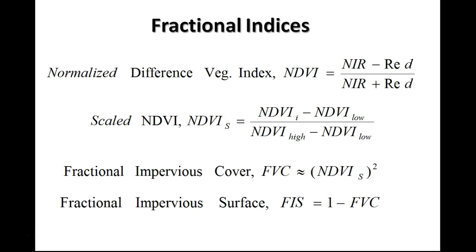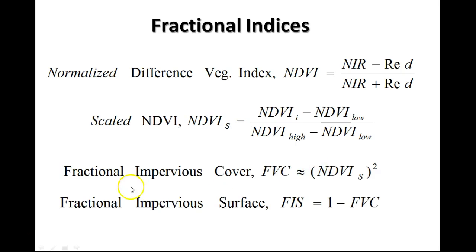Sometimes it's very important to take into account the high and low NDVI values of the image. That would be the NDVI of individual pixels minus the lowest NDVI of the image of your area of interest, divided by the range of NDVI over the area of interest. That's the maximum NDVI over the image minus the minimum NDVI over the image.